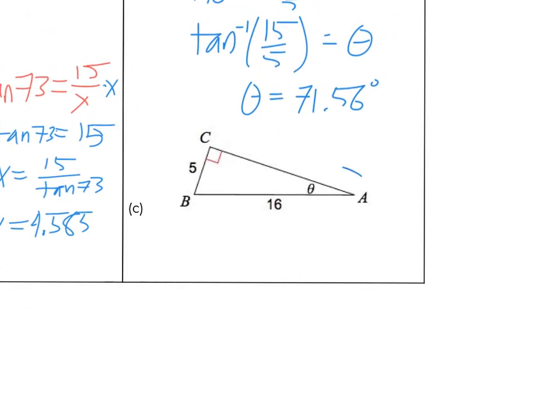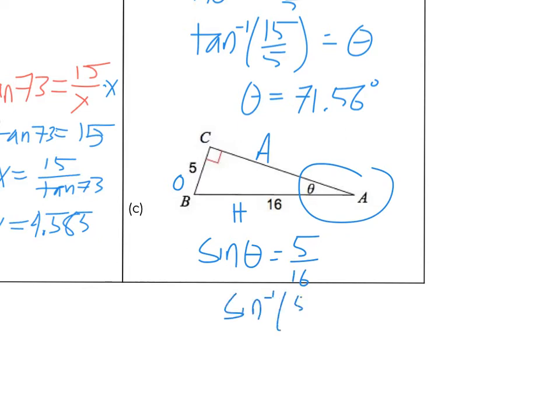For number C, here we're looking for A. Going straight across, I've got my opposite. Across from the right angle is my hypotenuse. And then we've got my adjacent right there. Here we've got opposite and hypotenuse, so sine of theta is equal to 5 over 16. Sine inverse of 5 over 16 is equal to my angle. If we get a decimal for that, 5 divided by 16, theta is equal to 18.209 degrees. Cool.